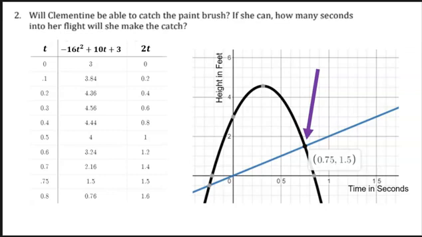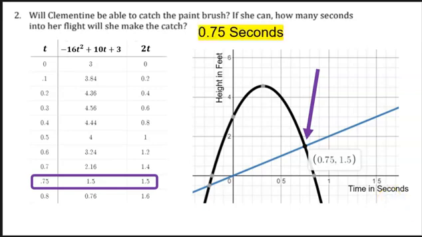On the table, we can see that the second and third columns both list the same height of 1.5 feet at 0.75 seconds. We can definitively conclude that at 0.75 seconds, Clementine will be at the same height off the ground as the paintbrush. Assuming that Clementine has good eye-snout coordination, it's very possible that she will be able to catch the paintbrush.